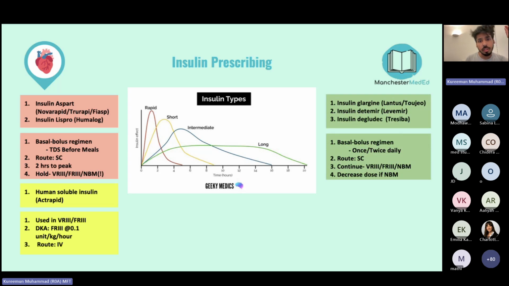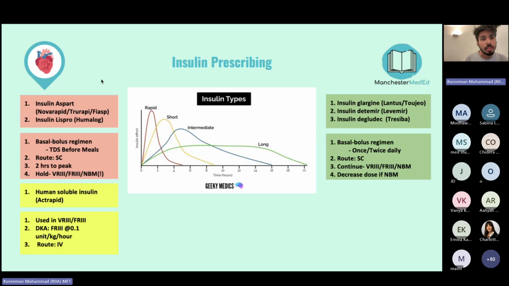Then there's the category of intermediate insulin. I didn't actually put a slide on it, just because it's not that well used and there's little question that comes with it. But the name of the insulin that you can prescribe is intermediate Humulin I, and it is given as a once or twice daily regimen.